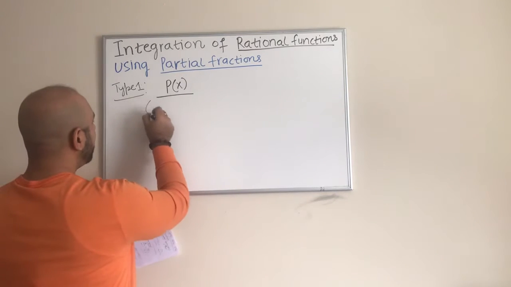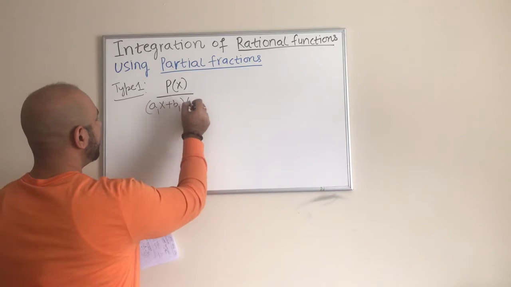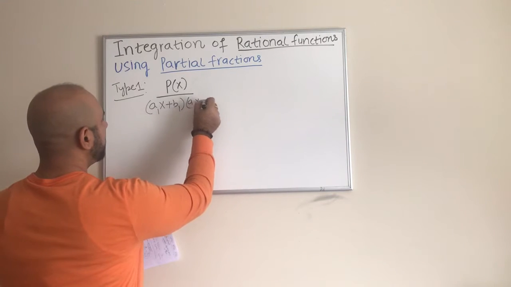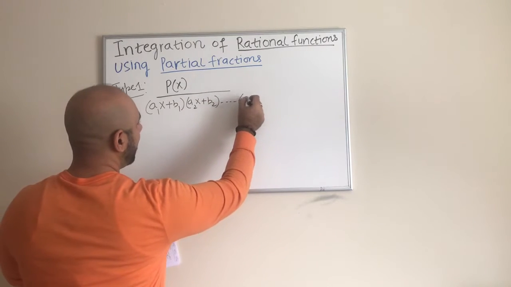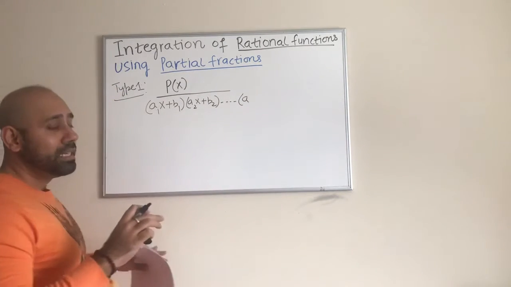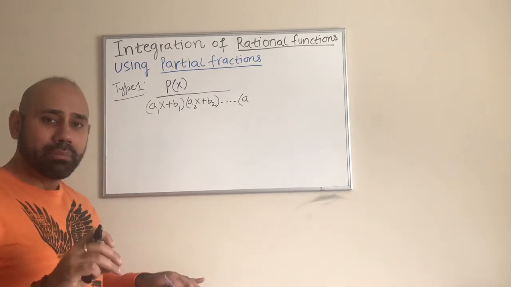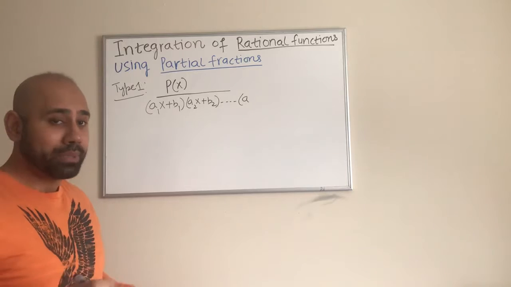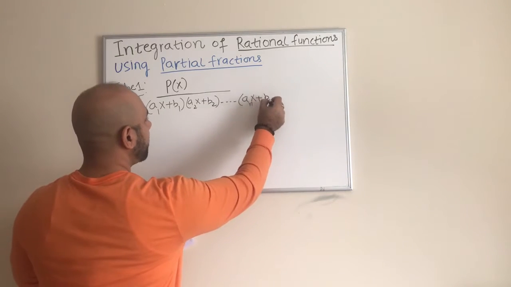So let us say those linear factors look like this: a1x plus b1, and then the other one is a2x plus b2, and so on to, let us say, anx plus bn. So guys, here I'm writing the formula for a general case, and then we are going to use this and apply it to some actual examples.